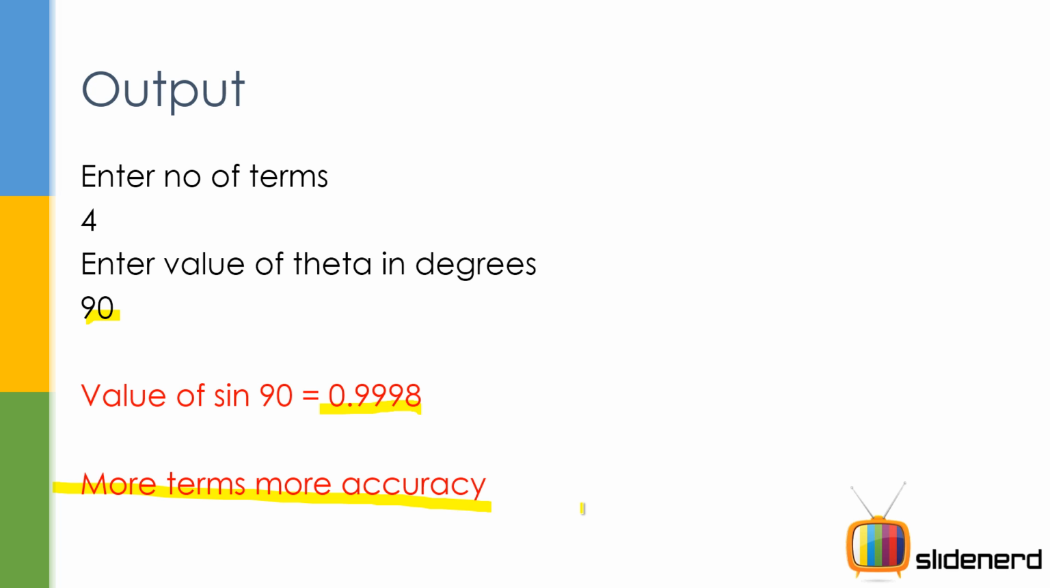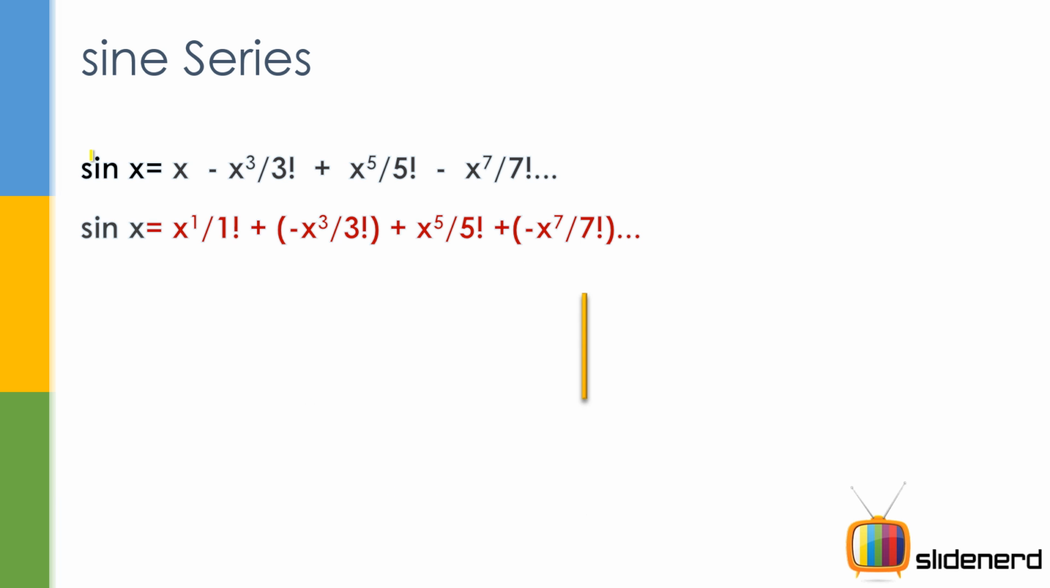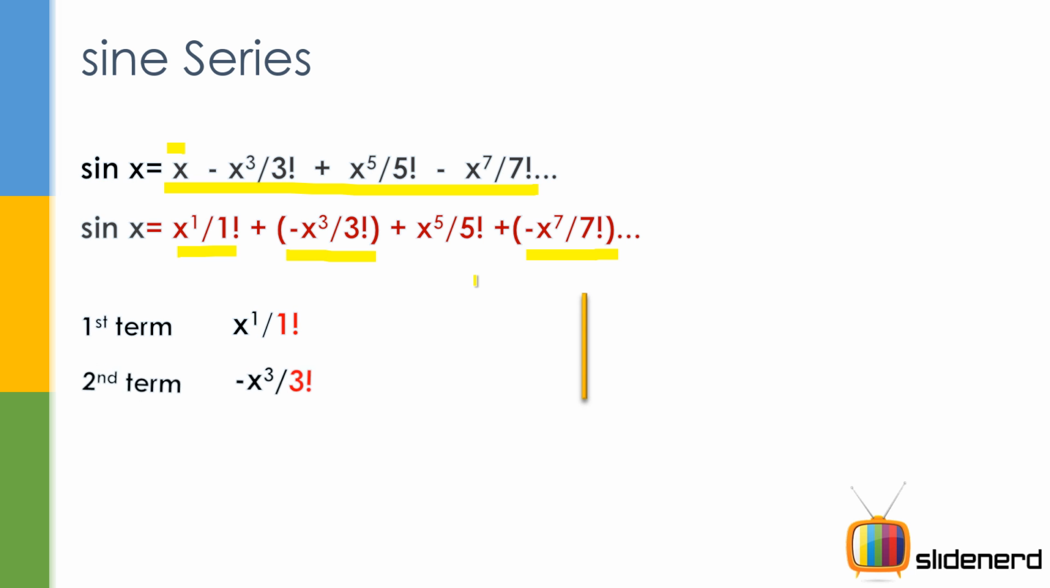So now let me go ahead and show you how this works. So here we have the expression. I have broken this first term over here into something like this. x is nothing but x raised to 1 upon 1 factorial. Then I have separated the negative sign inside the brackets over here and over here. And if you see, I'll break down this entire expression into different pieces.